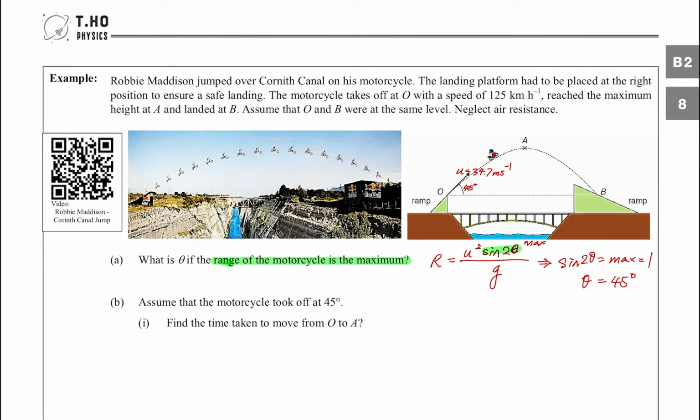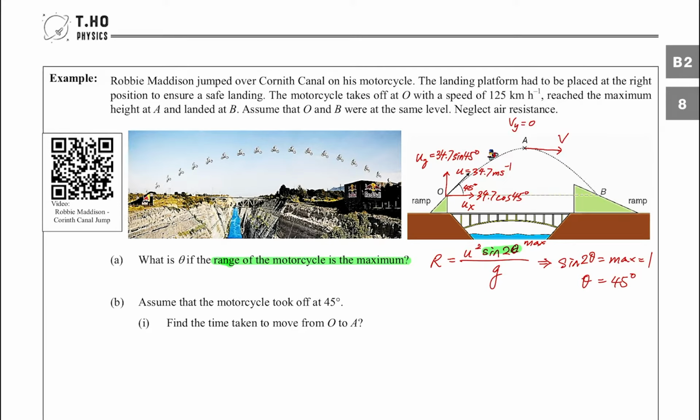Also, we can resolve the initial velocity into two components: 34.7 cosine theta, which is 45 degrees, is ux. And then the vertical part, uy, is equal to 34.7 sine 45 degrees. Here comes the highest point, point A. At this point, the motorcycle would go horizontally. We would only have a horizontal final speed. There is no Vy. Vy is equal to 0.